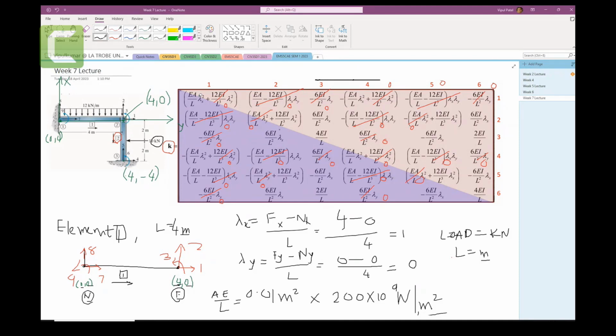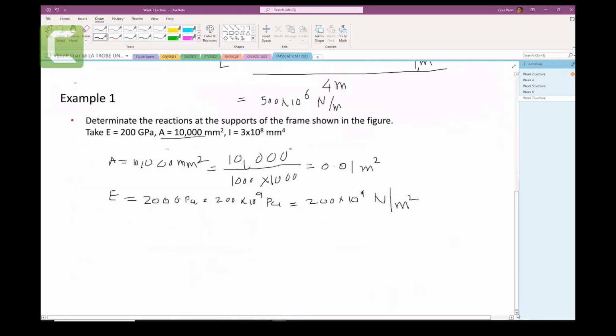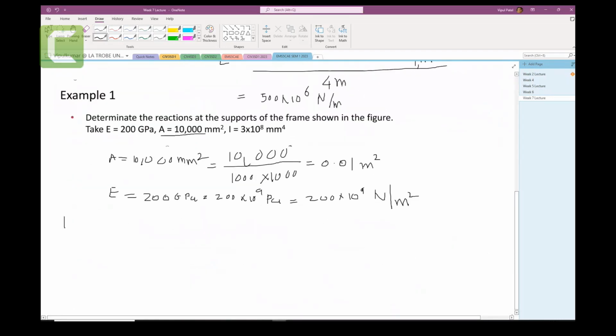We need 12 EI on L cubed. You can see here 12 EI on L cubed. So let's get that. E we already got: 200 times 10 to the power 9 Newton per meter square. That is your Young's modulus.